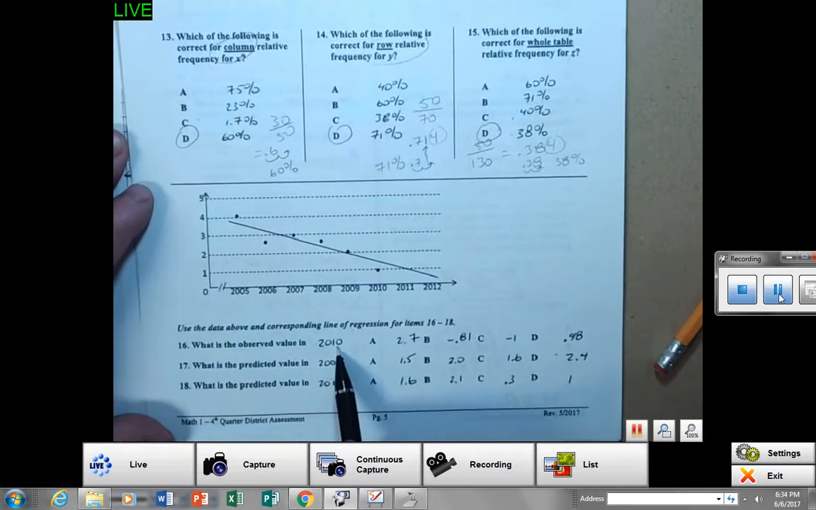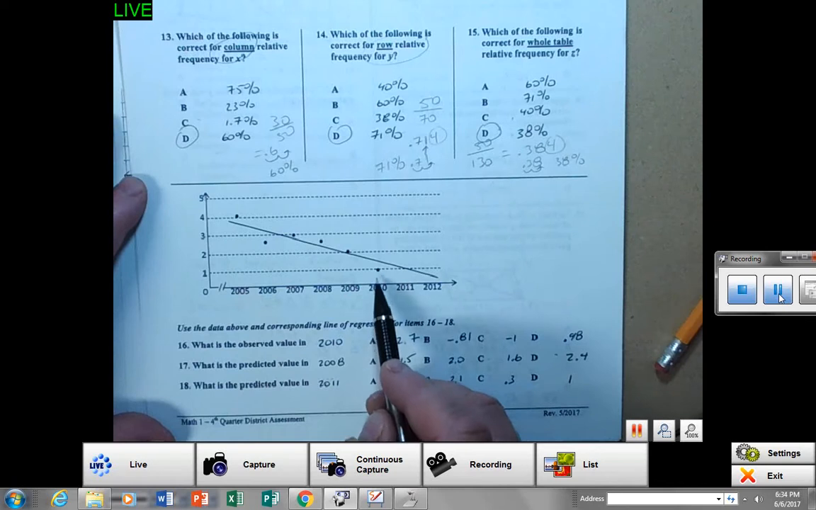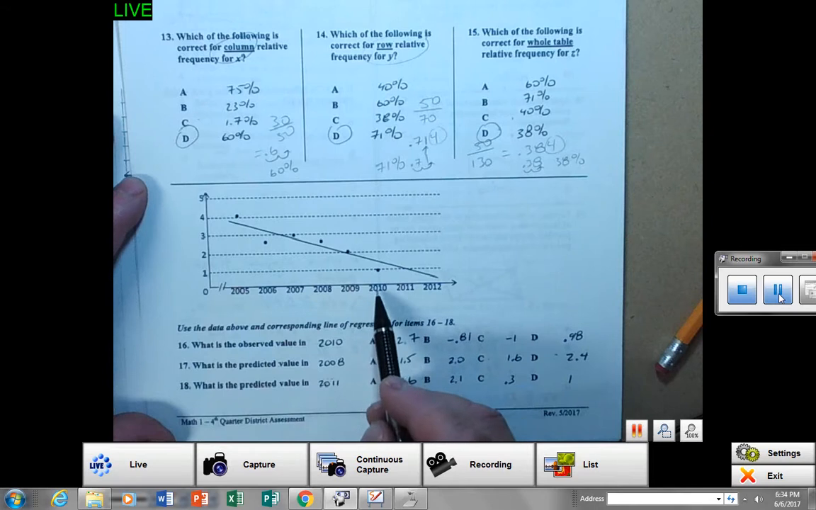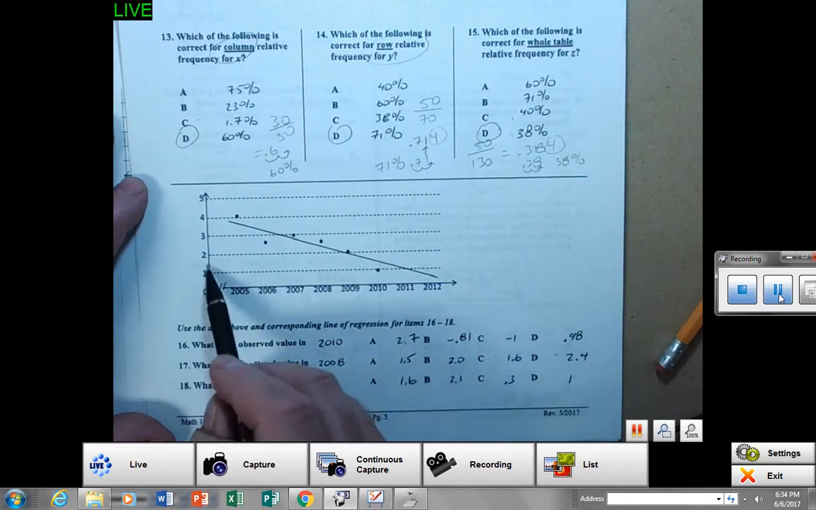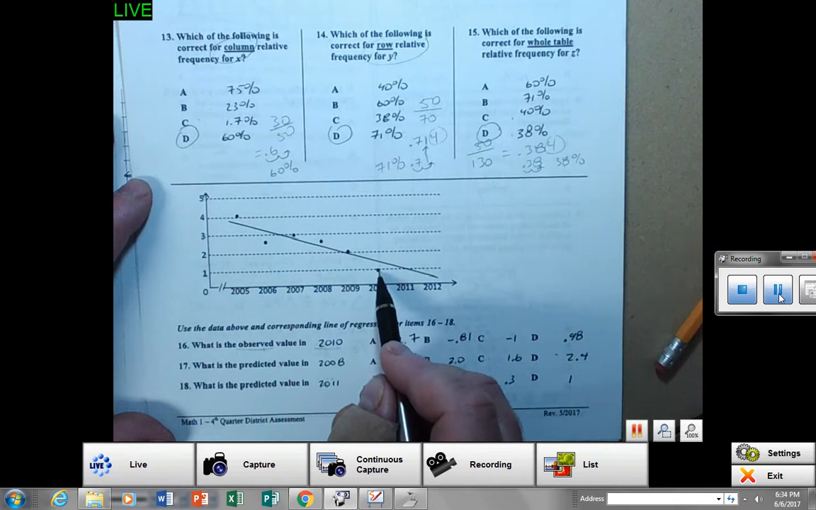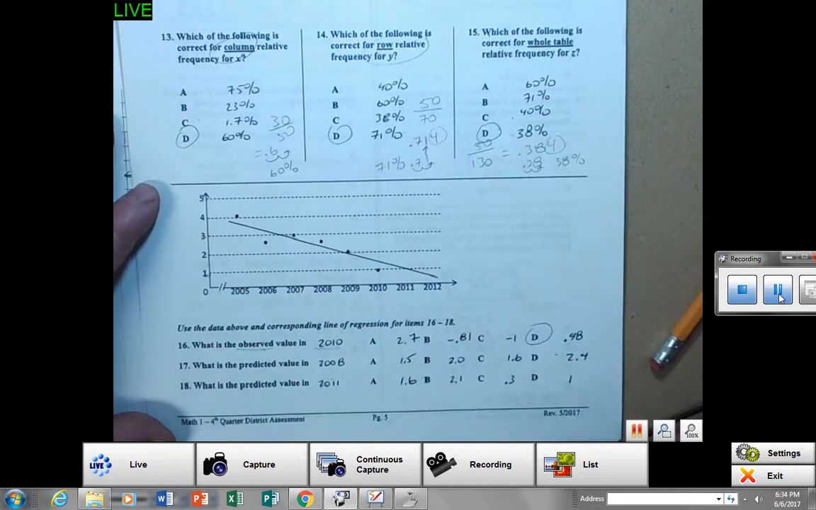All right, reading a graph. 2010, go to 2010. If it's the observed value, you go to the point and look where that point lines up on the y-axis and give me that number. If it's the predicted value, you go up to the line and look and see what that value is here on the y-axis. So 2010, observed. So I'm going up to the point. Looking over, looks like just below 1 on the y-axis. That's why I choose D.